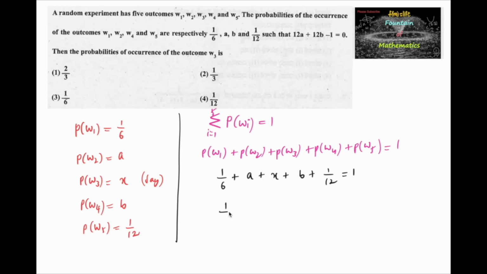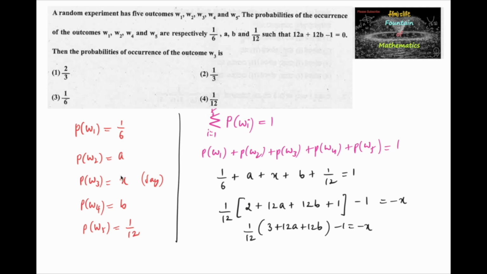Or here we can take the LCM is 12, 1 by 12. So here 2 plus A plus, so 2 plus, and here we can write 12A, and here 12B, and here we can write 1, which is minus 1, is equal to negative X. Or simplifying, 1 by 12 times of 3 plus 12A plus 12B minus 1 is equal to negative X, and it is also given for us 12A plus 12B minus 1 is equal to 0. That is 12A plus 12B is equal to plus 1.